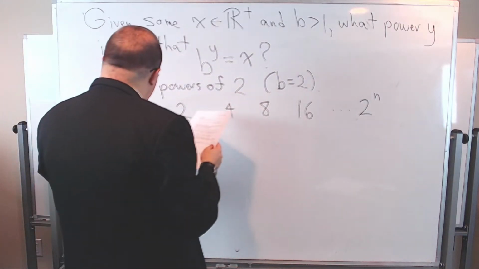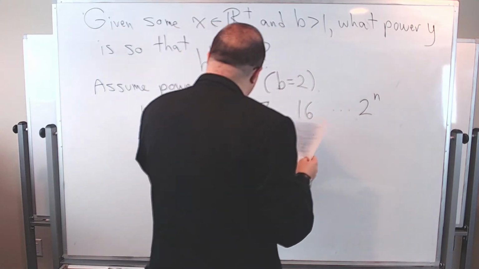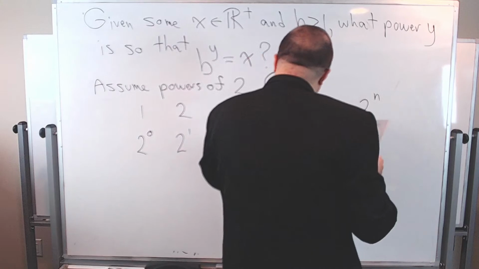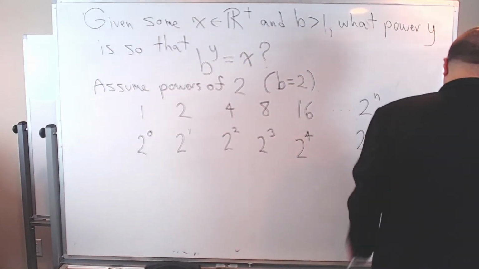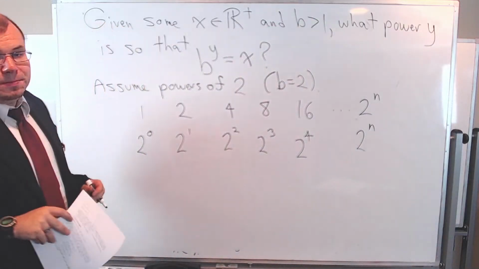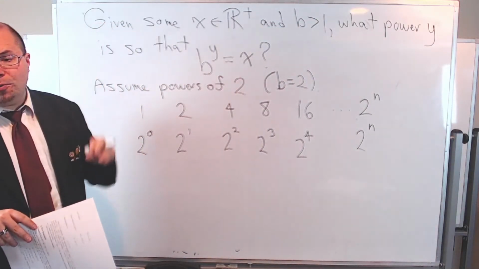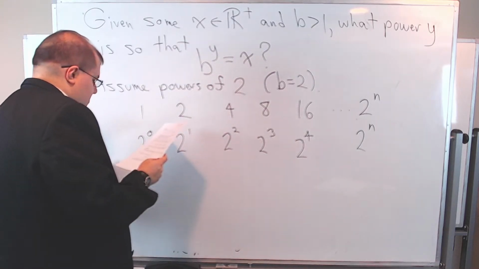So let me write down all the powers. This is 2 to the power of 0. This is 2 to the power of 1. This is 2 squared. This is 2 cubed. This is 2 raised to the power of 4. And this is just 2 to the power n, right? So these are just powers of 2. I want to figure out what y would be. So what's y going to be?